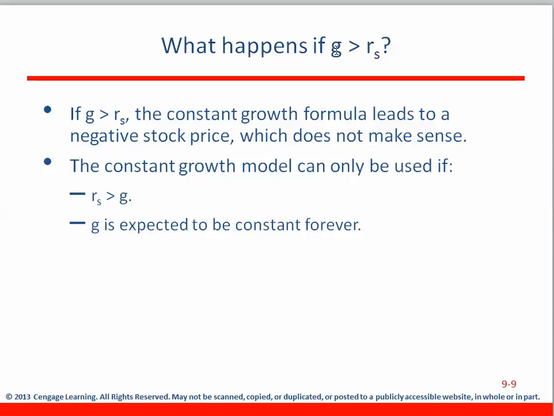That doesn't make any sense. RS is G plus something. So at a minimum, RS is equal to G, if the company doesn't pay a dividend. Okay? So mathematically it doesn't work. It's going to give you a negative stock price, but intellectually it doesn't work either, because R is equal to G plus the dividend yield.